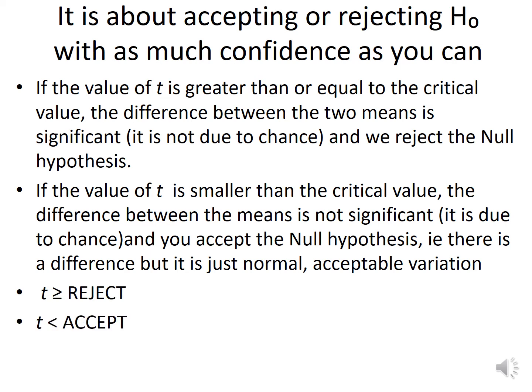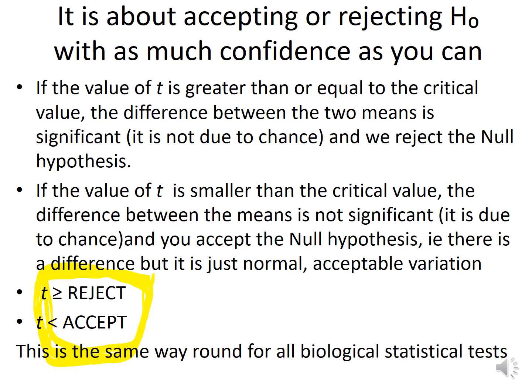Okay? So if your value of t is greater than or equal to the critical value, then you will be rejecting the null hypothesis. If your value is smaller than the critical value, then you will be accepting the null hypothesis. There is a difference, but it's just natural biological variation. So that is the summary, and this is all you have to remember. It is exactly the same. It doesn't matter what the test is. If it's greater than or equal to, you reject. If it's less than, you accept. And that's the same for all statistical tests, which is what that just says.